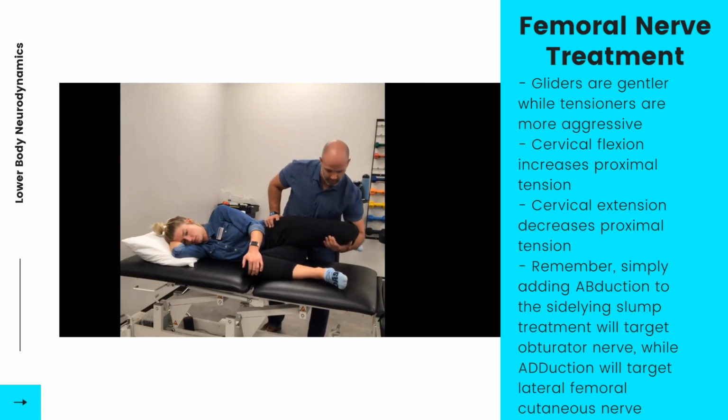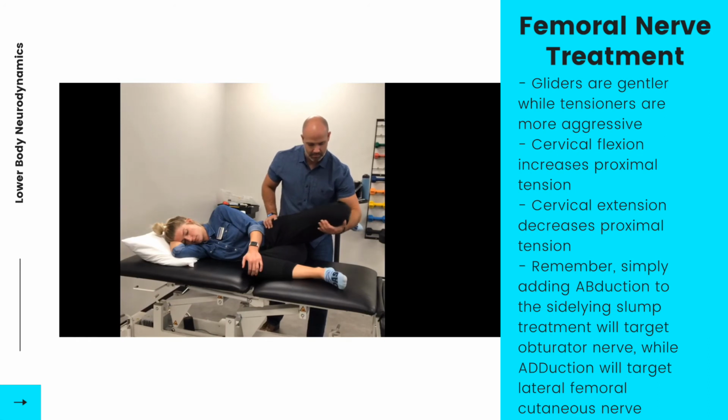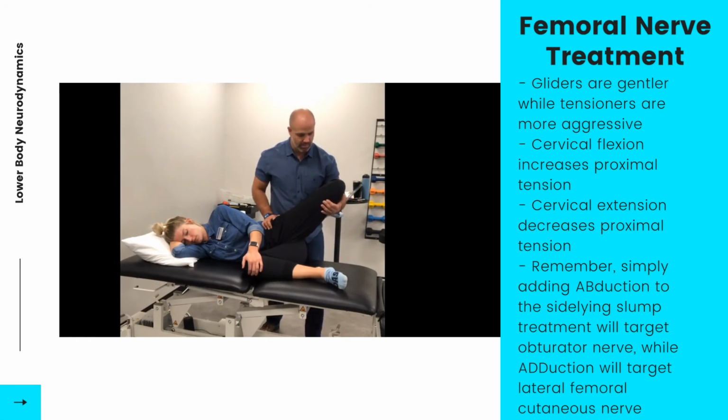Simply adding hip adduction can target the lateral femoral cutaneous nerve, while adding hip abduction can target the obturator nerve.